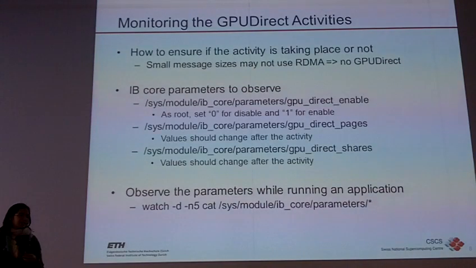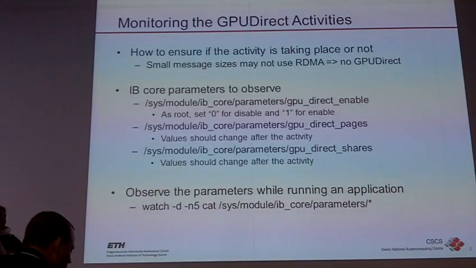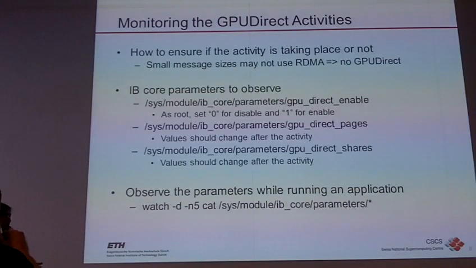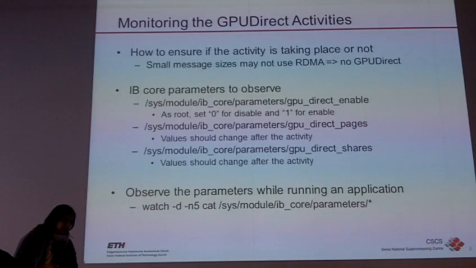So then we found out, and it's also listed in the white paper, that you have to observe a certain set of parameters, first for enabling and disabling GPUs, and the values that should change after the activity. I will show a little more example of these later on. Then you can simply open up another shell and start monitoring these values just by launching this script. And as you run your application, after it's complete, if GPU activity did happen, you see those values being changed.